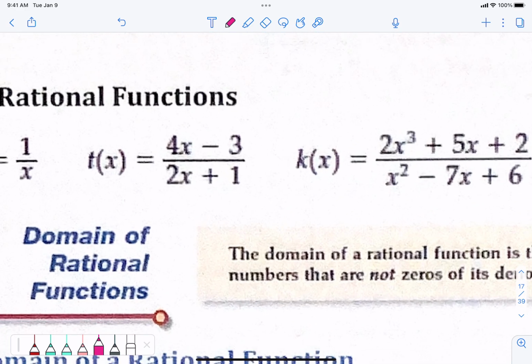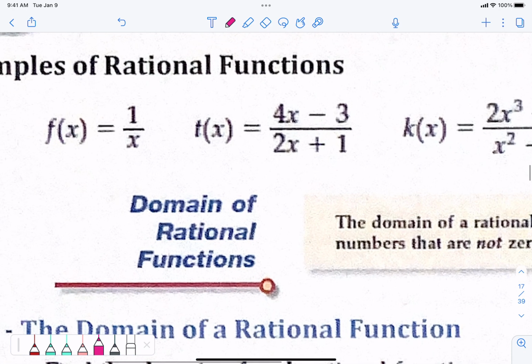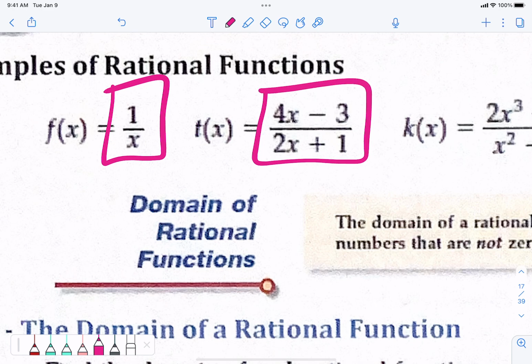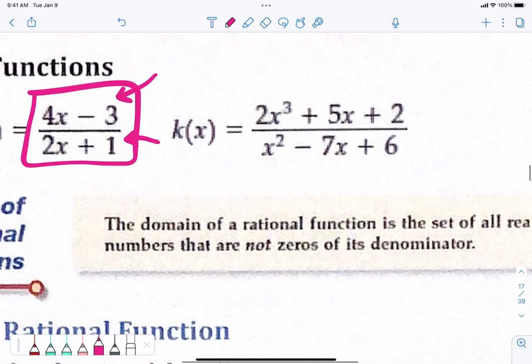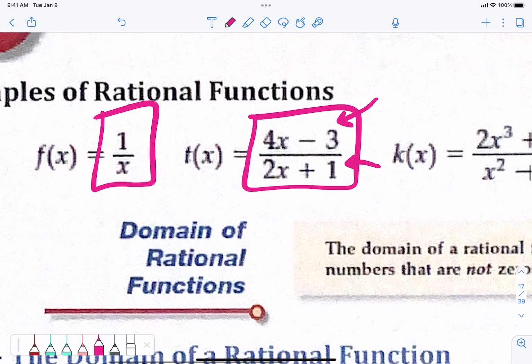Rational functions have polynomials on the top and the bottom of a fraction. This one is not a rational function because the x on the bottom is a polynomial but the top is not. This is a rational function because it has a polynomial on the top and a polynomial on the bottom. This is linear on the top and linear on the bottom. This third one is cubic on the top and quadratic on the bottom. In order to be a rational function, it has to have polynomials on the top and on the bottom.